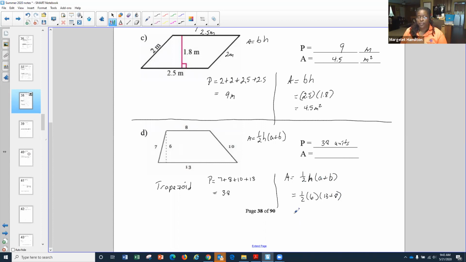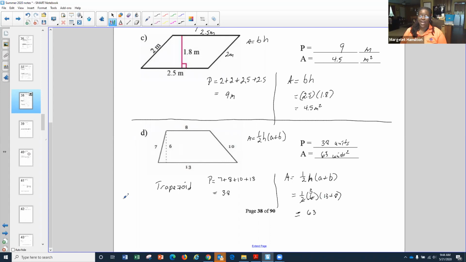Okay. And then again, if that 1/2 is really throwing you off, go ahead and simplify it out. So 2 goes into 6 3 times. And then all you have to do is just add these together and then multiply it by 3. When you do that, you get 63. Okay, but we got 63 units squared, right? So units squared. Or you can write out squared units. It's okay.